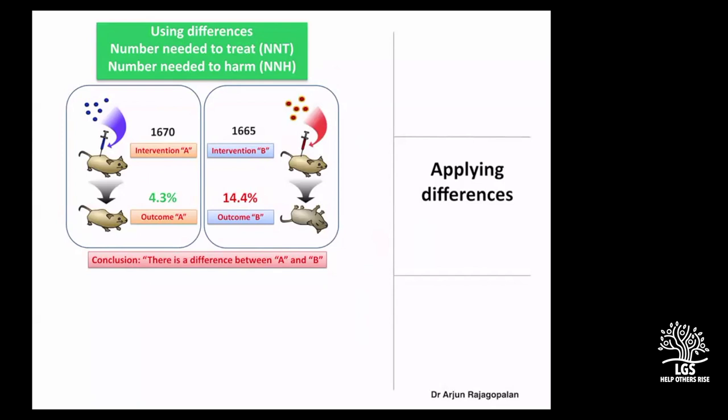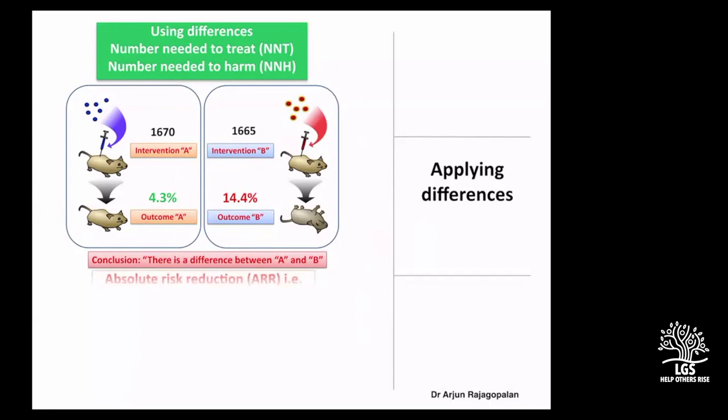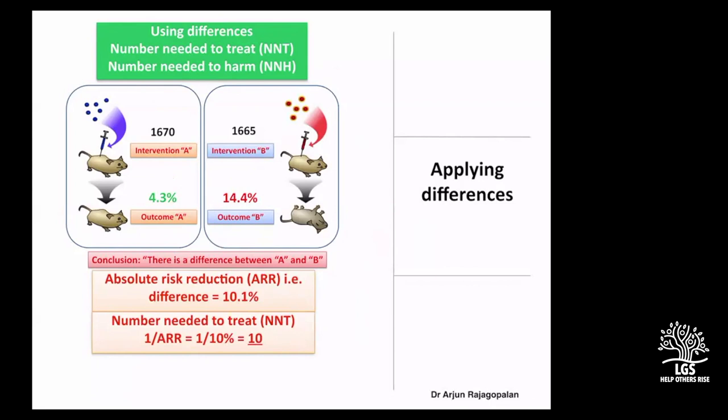Okay. Now, let's look at a situation here where in the intervention, the outcome was 4.3%, and in the control, the outcome was 14.4%. So there's about a 10% difference between A and B. Let's assume that it's tested, and that this value is significant. What we need now is an absolute risk reduction rate. And that is here the difference between the two outcomes, and that is 10.1%. Now, from this reduction rate, you can calculate what is called the number needed to treat, which is the reciprocal, that is 1 by the ARR. Here, the ARR was 10%, which is 10 by 100. So the number needed to treat is 1 by 10 by 100, that is 100 by 10, that is 10. Okay, so very simple calculation.